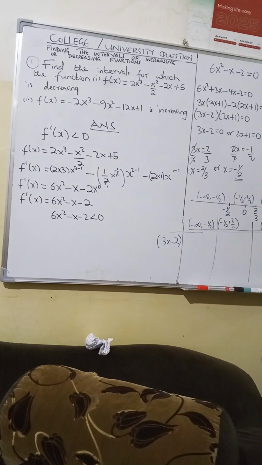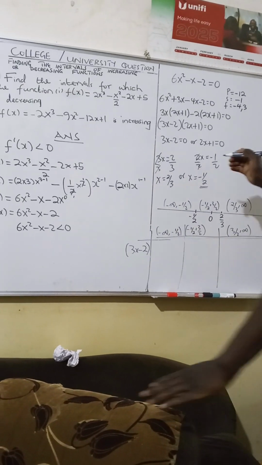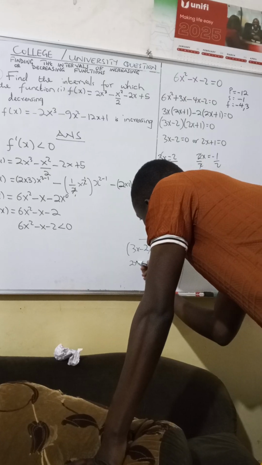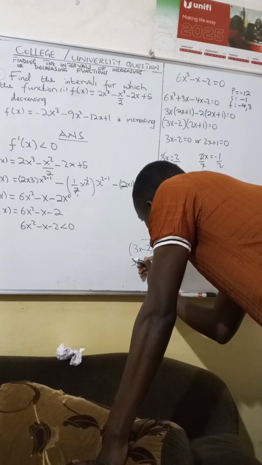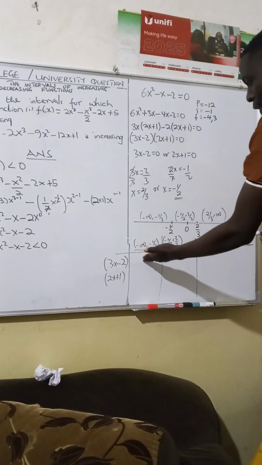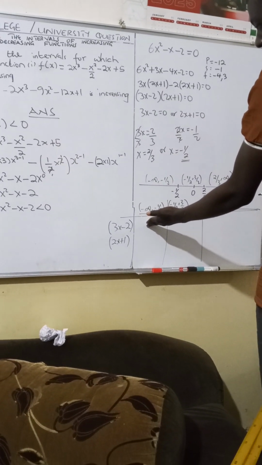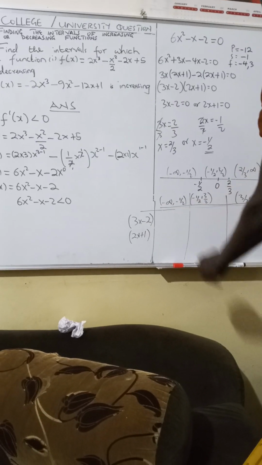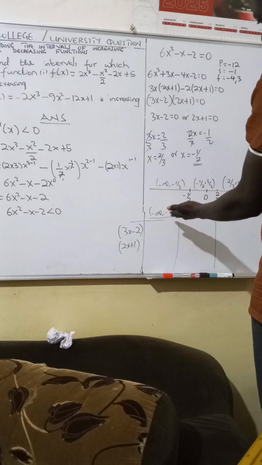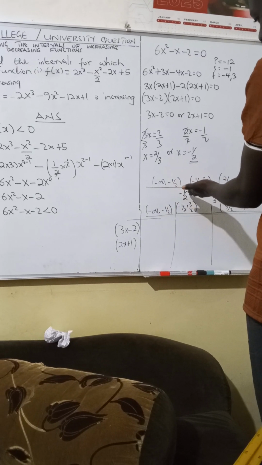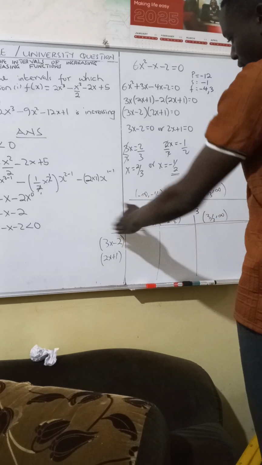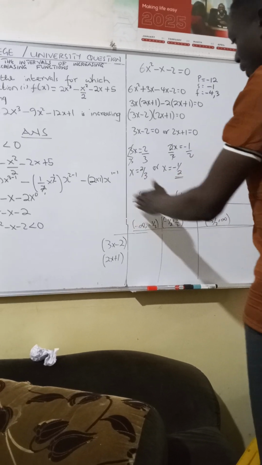Going to put it there. Then 2x plus 1. I'll be getting values in this range when replacing in both equations. So for example, if I pick a value that is in this range from negative infinity to negative half, I can pick a value of negative 1. It is on my left hand side.